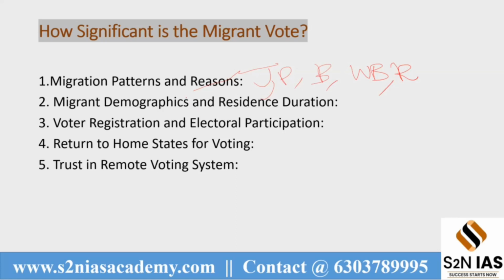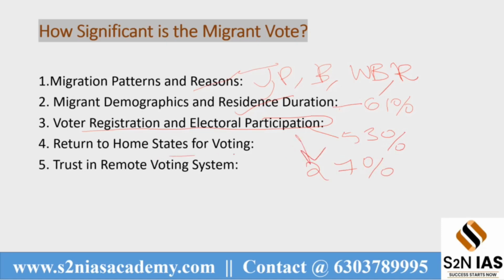Next, migrant demographics and residence duration. A majority of migrants, 61%, have lived in Delhi for more than 5 years, suggesting a significant presence of long-term migrants. However, a considerable number of short-term migrants, especially from Bihar, come to Delhi for seasonal work. Next, voter registration and electoral participation. Approximately 53% of migrants have registered as voters in Delhi and 27% are registered in their home states. Migrants participate more in national and state-level elections compared to local or panchayat elections.